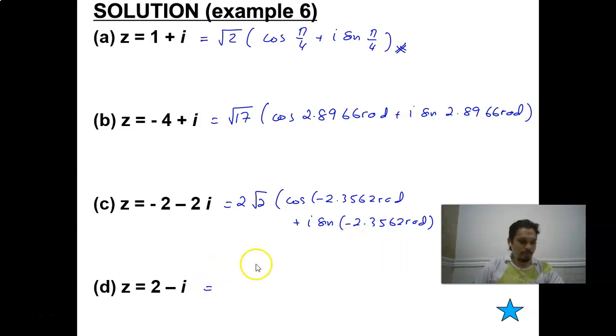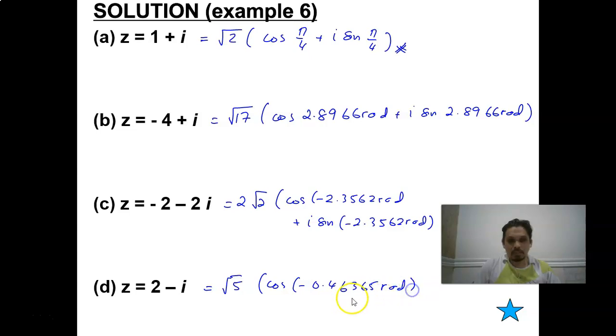And this one here is square root of 5, cos negative 0.46365 radian plus i sine negative 0.46365 radian. There you go. So this is recorded in polar form.